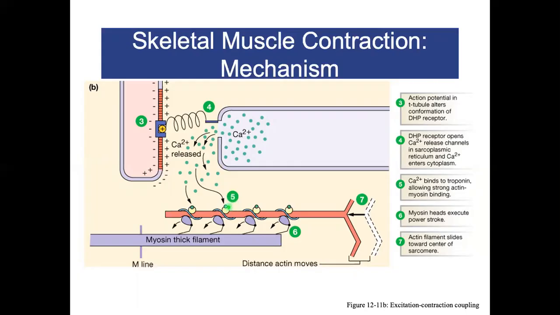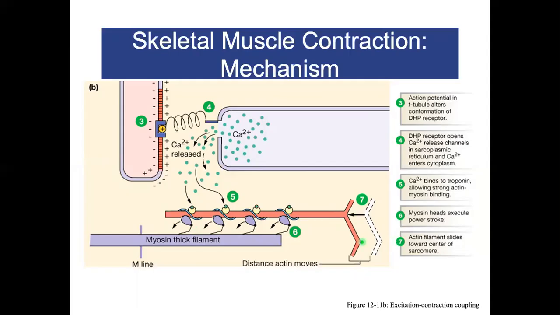Calcium is going to bind to troponin, and it's going to move that tropomyosin out of the way. Once tropomyosin's out of the way, myosin can then bind to the actin. And once myosin binds to actin, then it contracts and pulls the actin towards the M line.